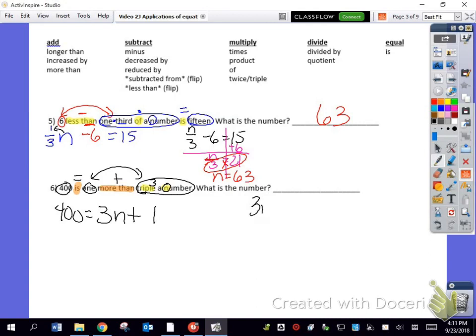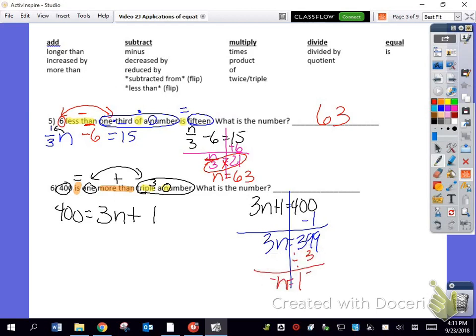Now we can solve it. So I'm going to rewrite that: 3n plus 1 equals 400. So draw your line. The opposite of adding 1 is to subtract 1. 3n equals 399. The opposite of multiplying by 3 is to divide by 3. So n equals 133. Let me make that 133. That looked like a negative, but it wasn't.